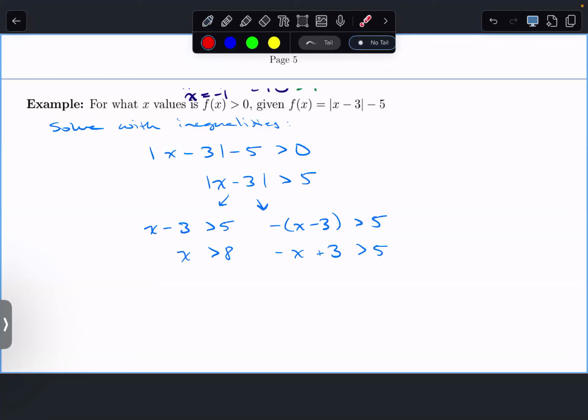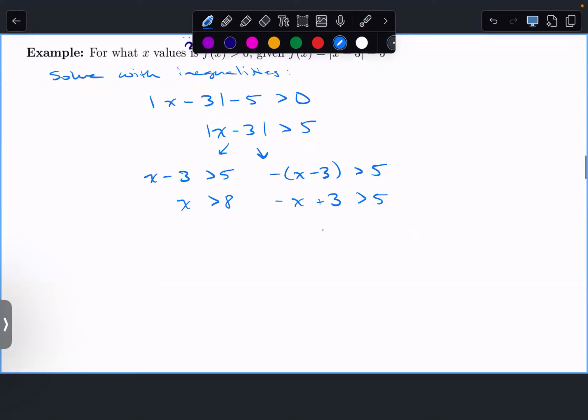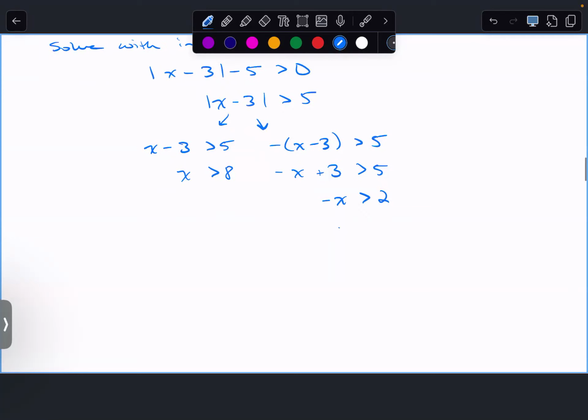Or if you prefer, you could have moved this negative over right away and changed the inequality, right? I'll do it the old-fashioned way. Negative x has to be greater than 5 minus 3, which is 2. So then x has to be less than negative 2 when I multiply or divide by that negative to bring it over to the other side.